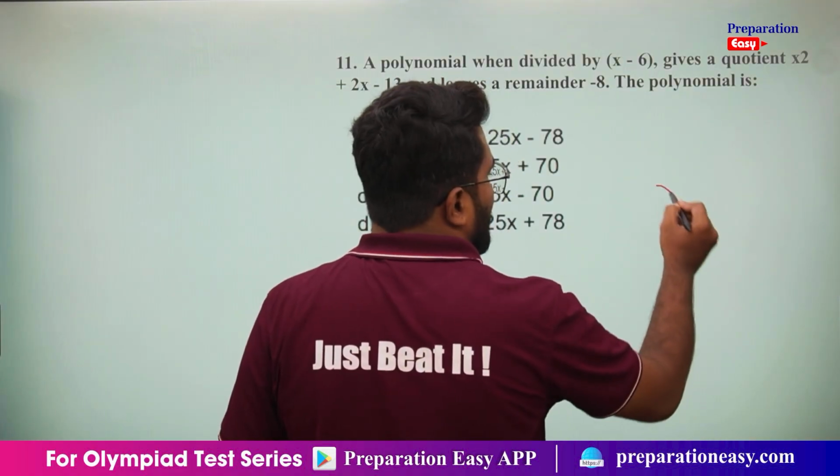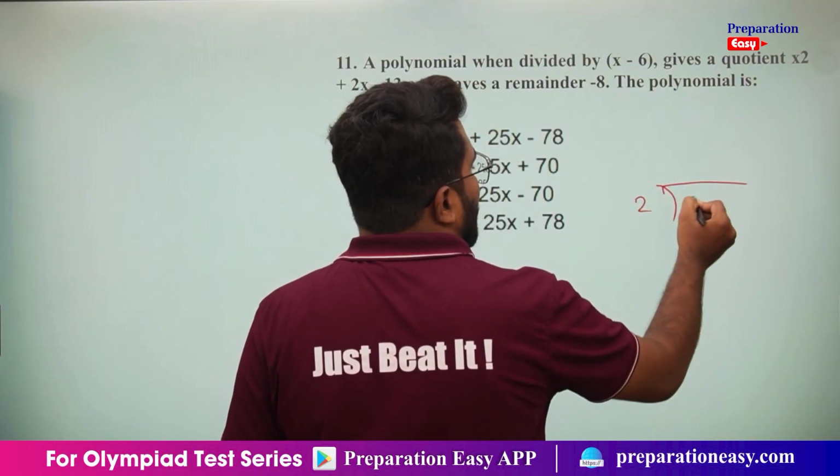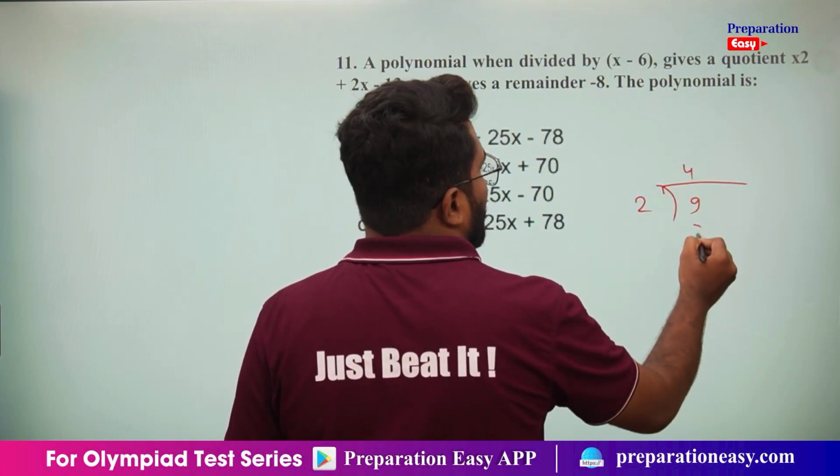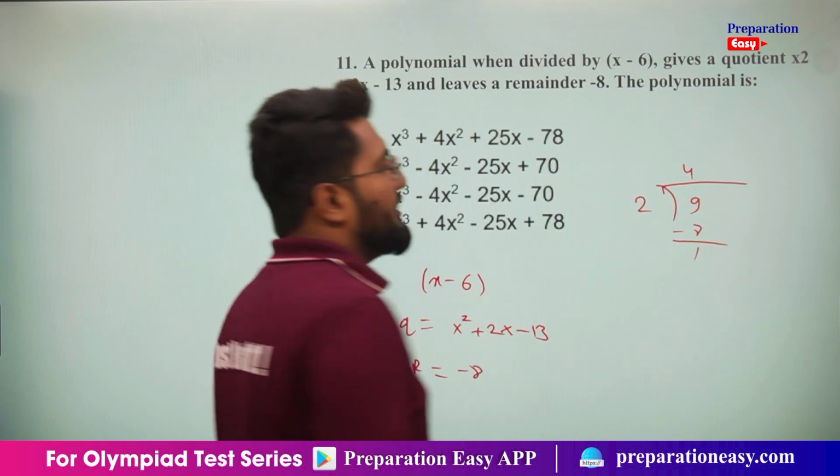Let's take an example: 2 divided by 9. 2 4s are 8. What is the remainder here? The remainder is 1.